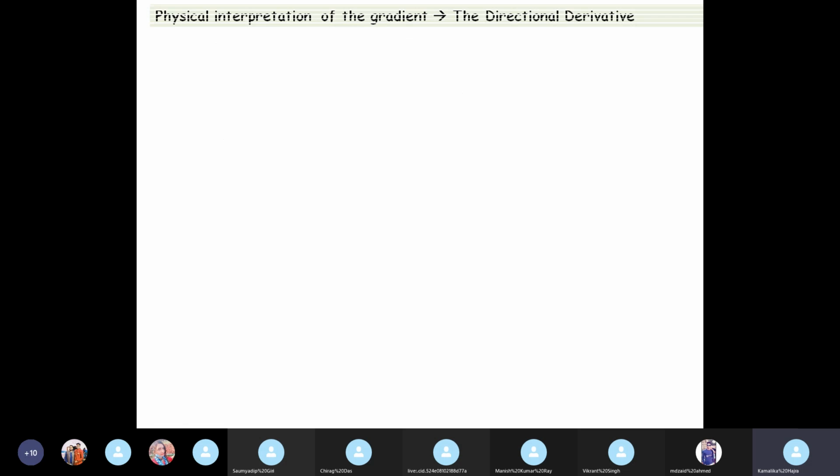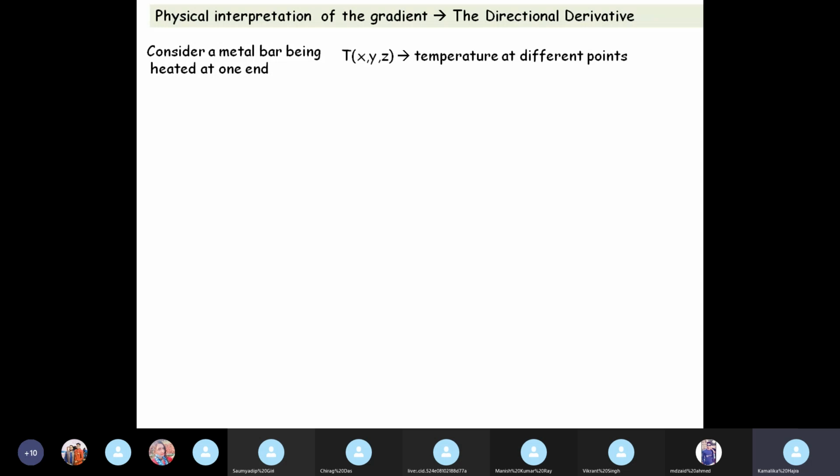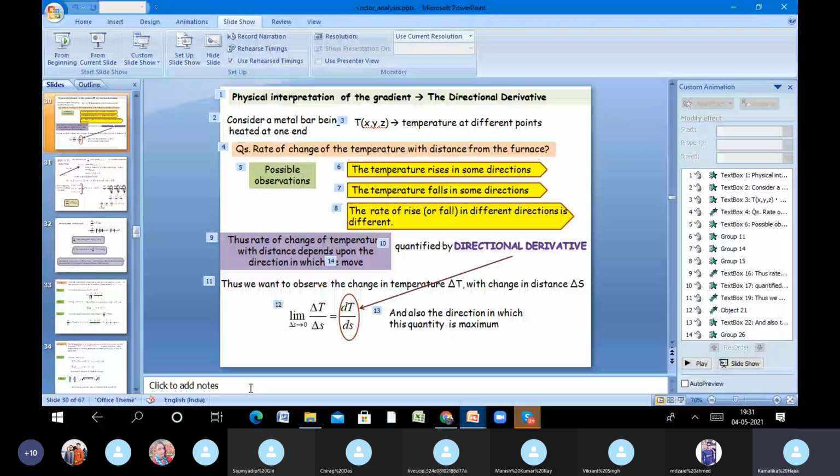All right. Now we will not do the physical interpretation of gradient because it is not really there in your syllabus. But I will not delete these from the slides that I upload in the LMS.